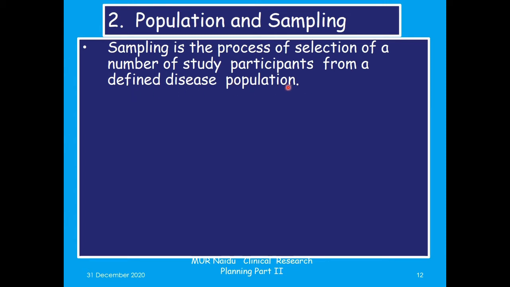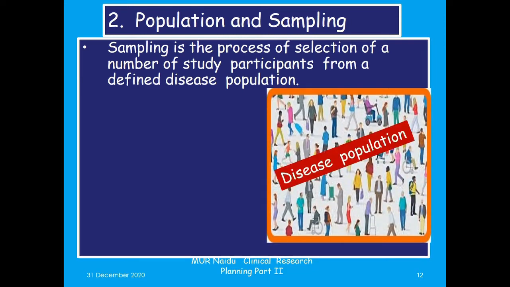From there you have to select a study population, those who are suitable for your particular study depending on various factors, mainly your inclusion and exclusion criteria. So selection of the study population from the disease population is also a very important step in clinical research planning.